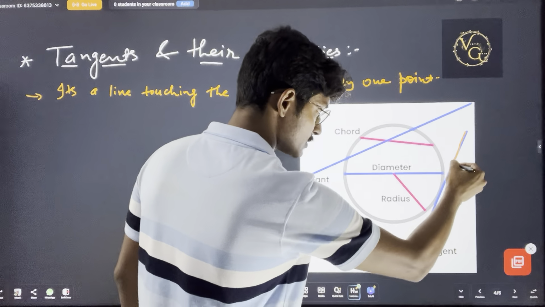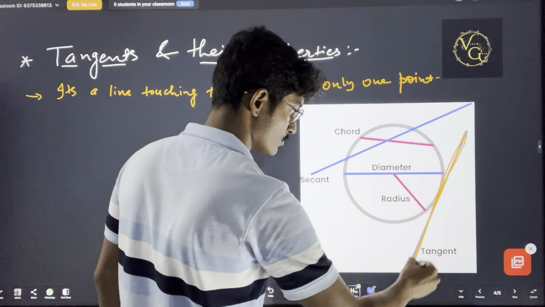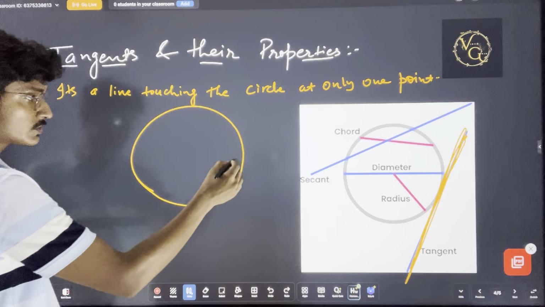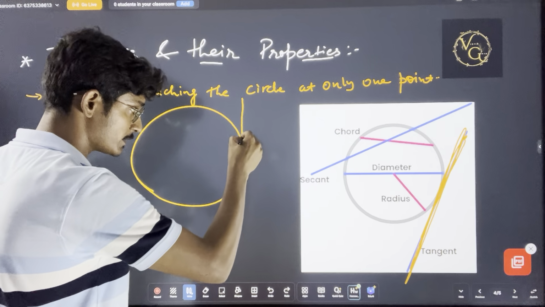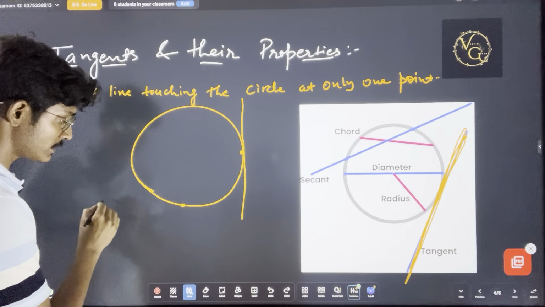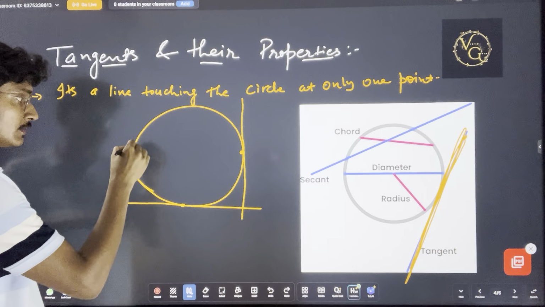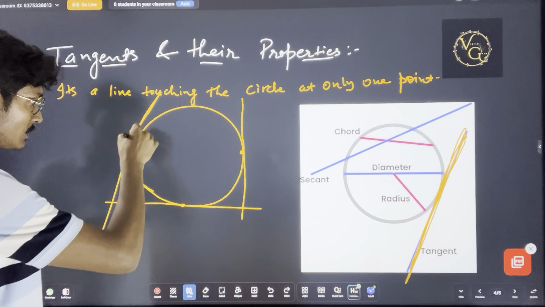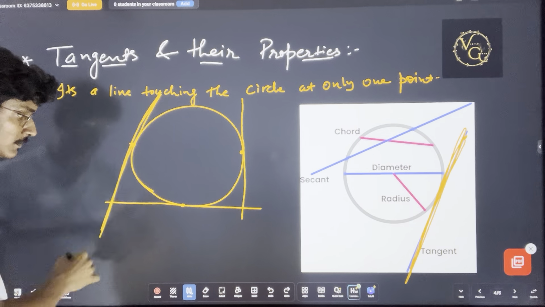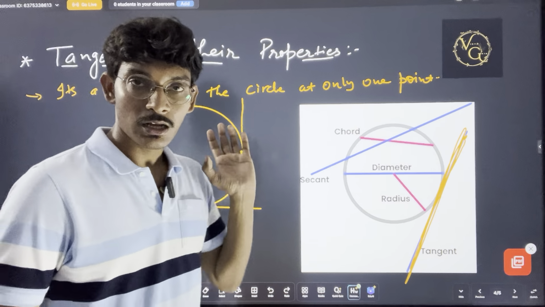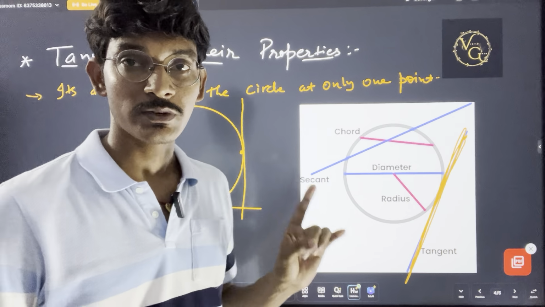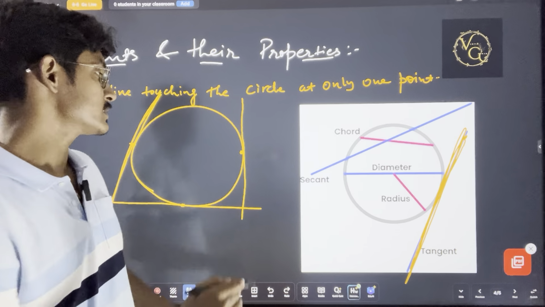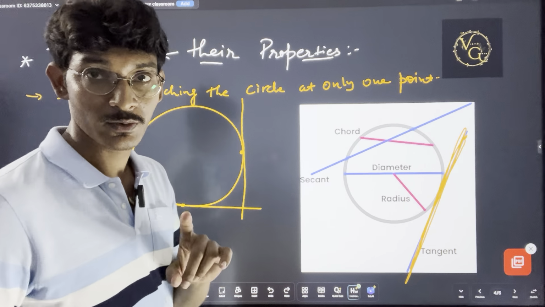If you see in this figure, this line is known as a tangent. I will just draw it. If your point is here, the tangent will come like this. If a point is here, the tangent will come like this. If the point is here, the tangent will come like this. So it's not that only one tangent can be drawn to a circle. There can be many tangents, but at one point of the circle there will be only one.